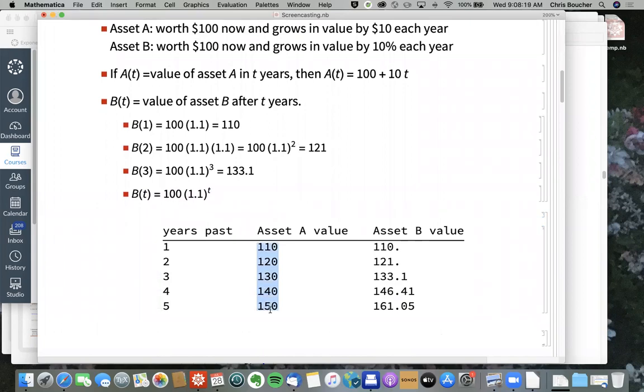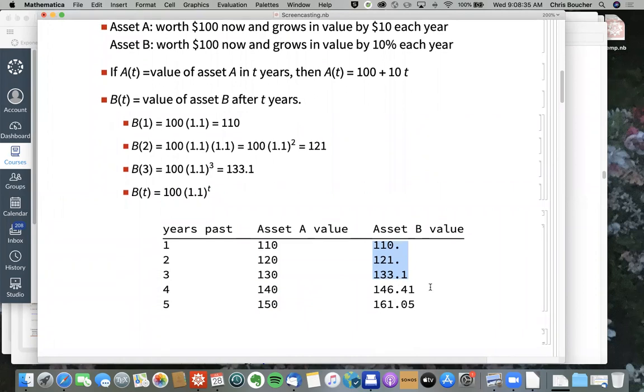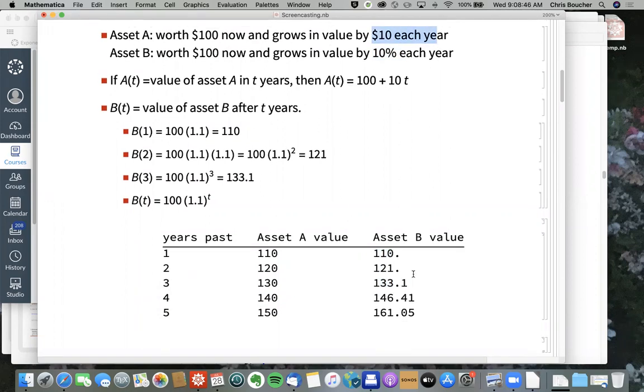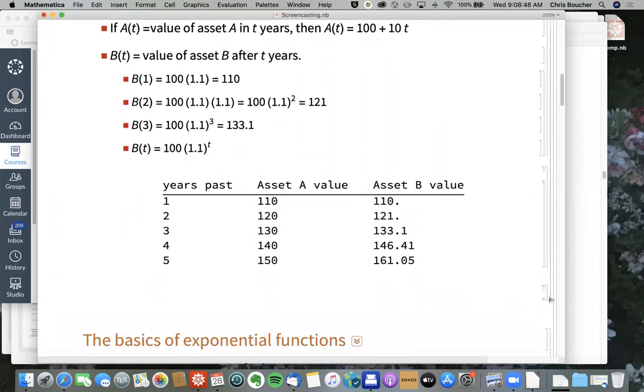So here's the asset A column, and this is no mystery, right? Just grows by $10 every single year. Asset B, again, a little bit more complicated. We computed the first 3 of these up above. And then if you go ahead and plug in t equals 4, t equals 5 on your calculator, you find those other 2 values here. So it looks like you would rather have 10% yearly growth than $10 yearly growth, right? Asset B is doing better than asset A.